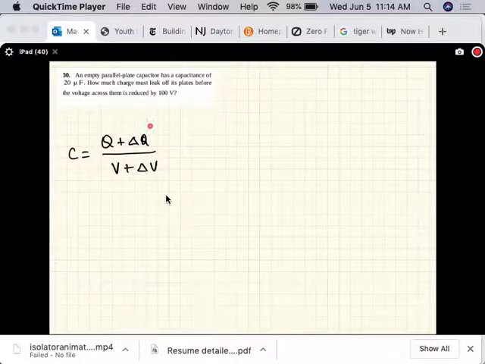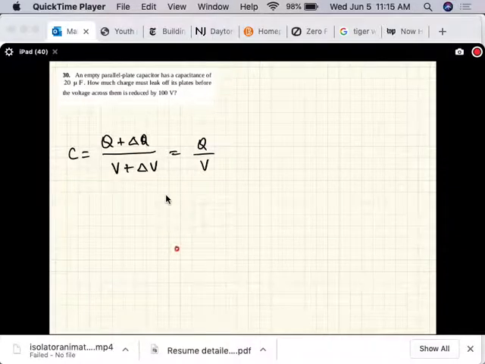Okay. Now, this much charge will leak out, and the voltage will drop by this much, which will be 100 volts. That's what they're saying. So whatever the new charge left divided by the new voltage, that is still equal to the capacitance. So this ratio should equal this ratio, which is equal to the capacitance.